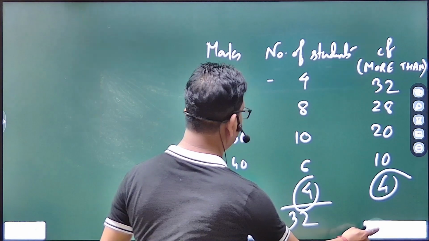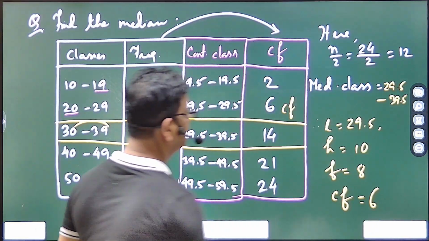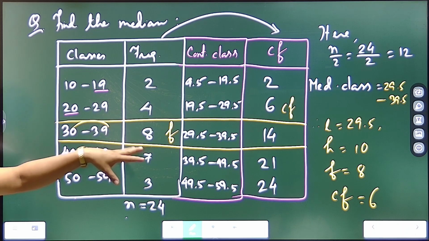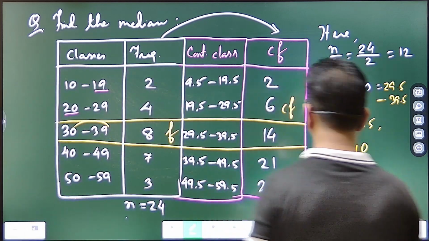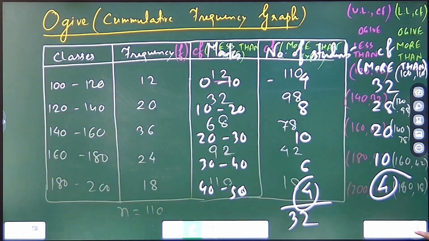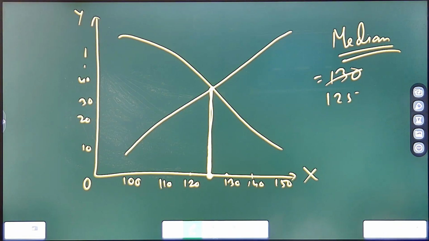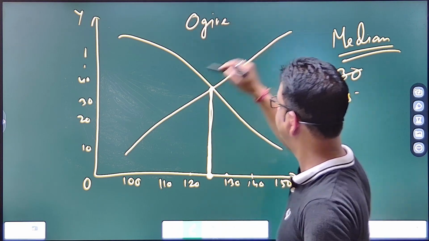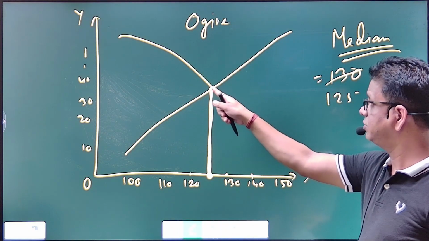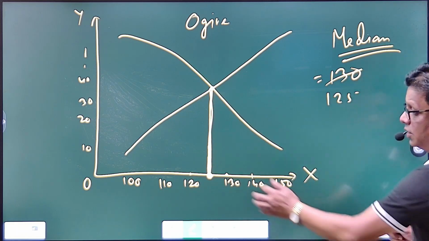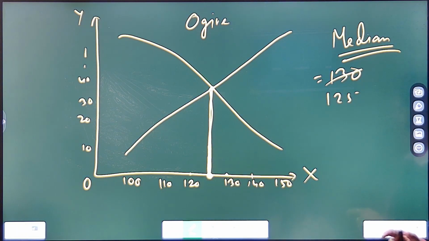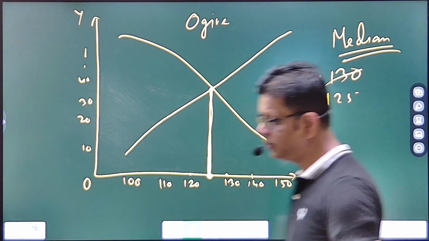We can easily get it without doing all these calculations. Here you have done all these methods, but from the graph we can directly get it, without using these formulas. So that is what the OGIF is used for. From the two OGIFs, more than and less than type, wherever they intersect, from the intersecting point you draw a perpendicular to the x-axis. Done. The point where it meets the x-axis is the median. Is it okay? So this is what the OGIF is used for, right?